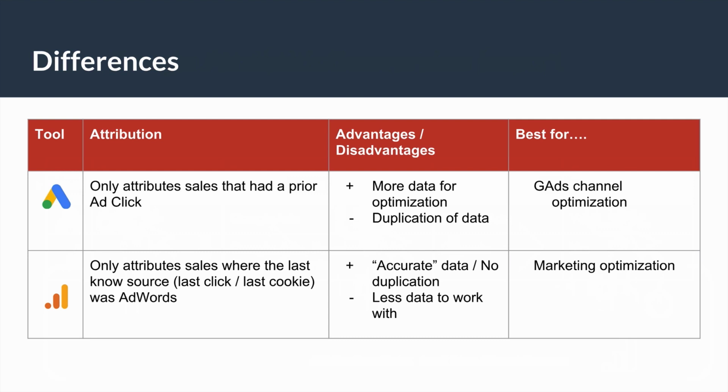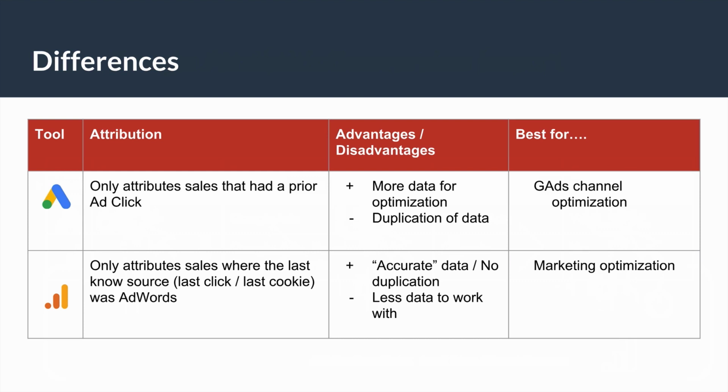Google Analytics, as opposed to that, uses the attribution rule of last known source, last known non-direct source. Some people also call it last click or last cookie. Some people say that it's a bit outdated and we have attribution modeling nowadays, but when you set this up by default, it will still use this last click attribution rule, and you can't really change this in the Google Analytics interface.